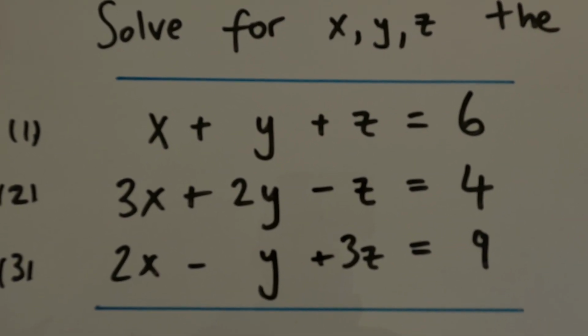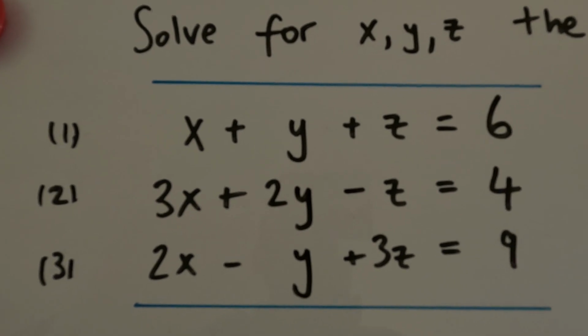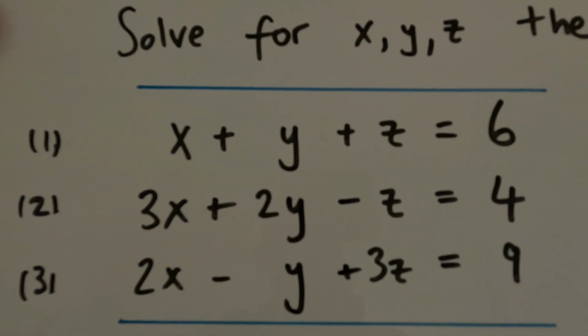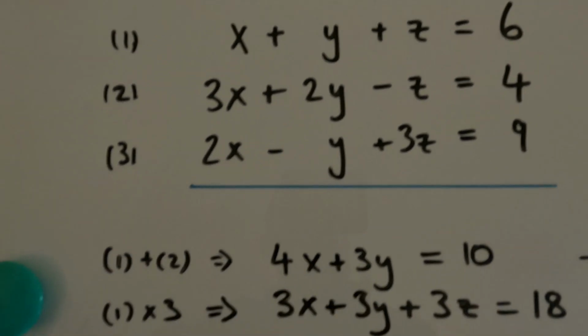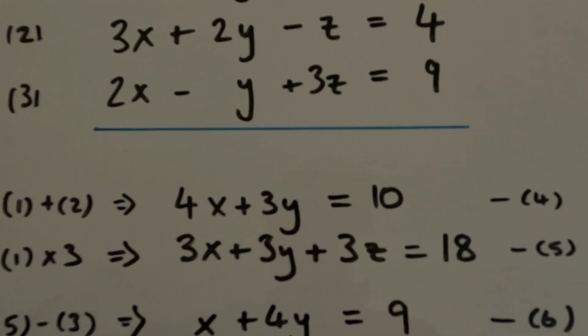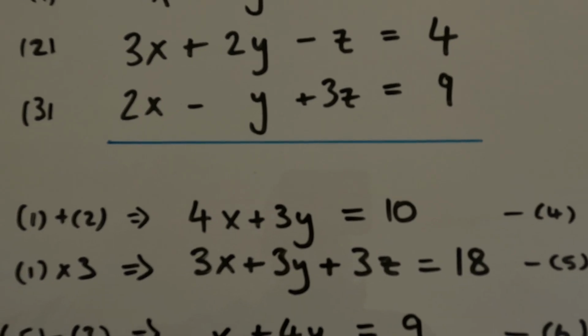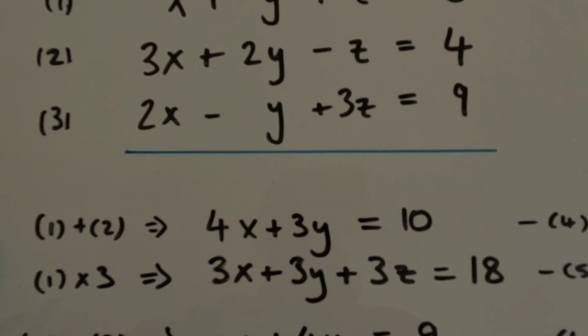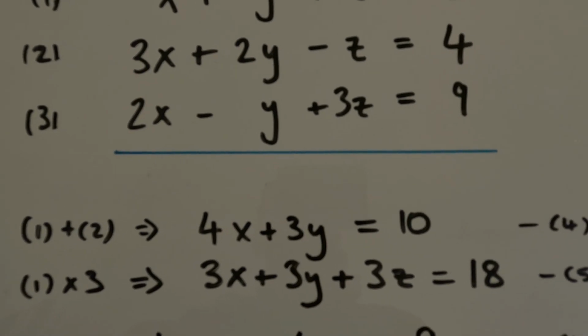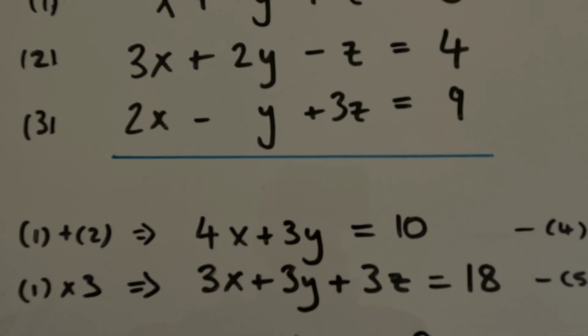Okay, so I'm going to try and eliminate z first. So if I add 1 and 2 together, you can see that the z's will cancel. I've got a z and a minus z. So let's do that. So 1 plus 2 will give us 4x plus 3y equals 10. So I've got an equation involving x and y, but there's two unknowns, so I need another equation.